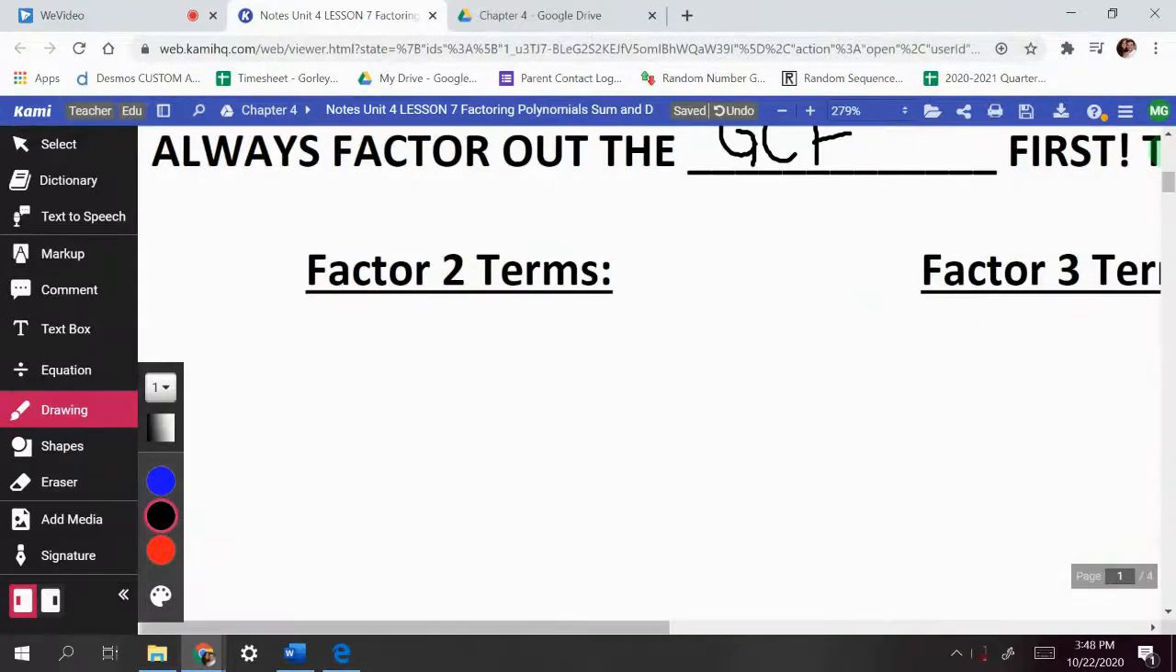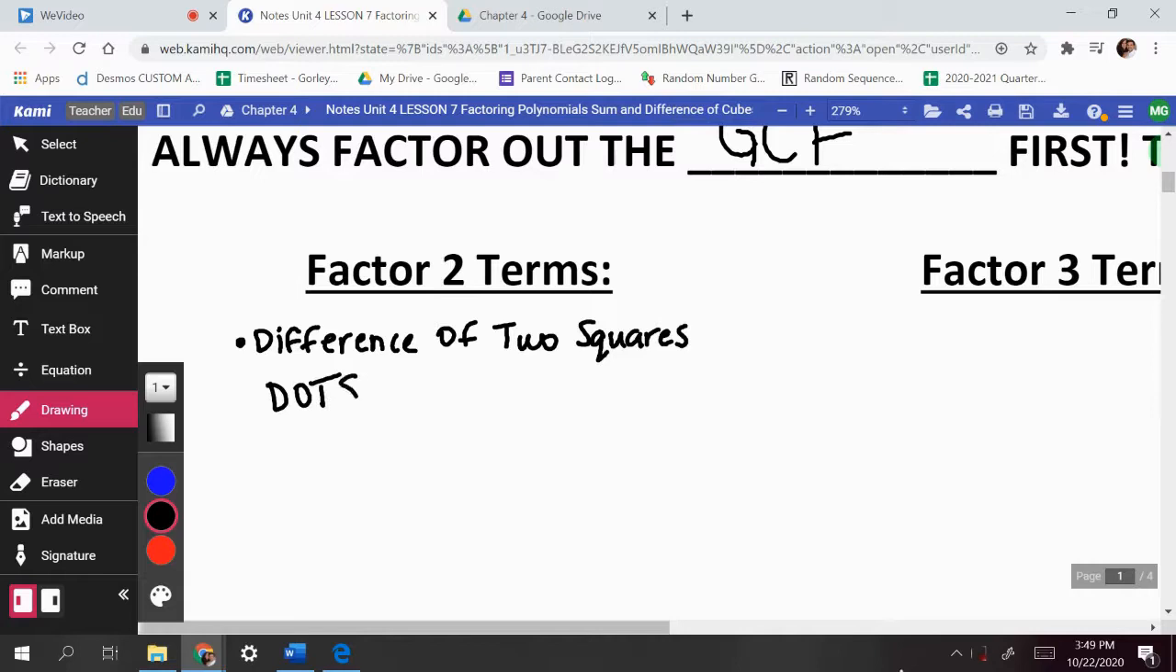Okay, so if I'm factoring two terms, I'm going to try to do difference of two squares. Sometimes on my homework solution keys, you'll see dots. That's just an abbreviation for difference of two squares. And I use this rule.